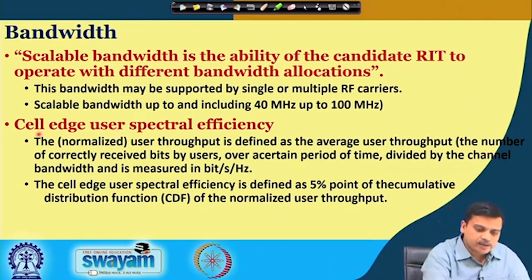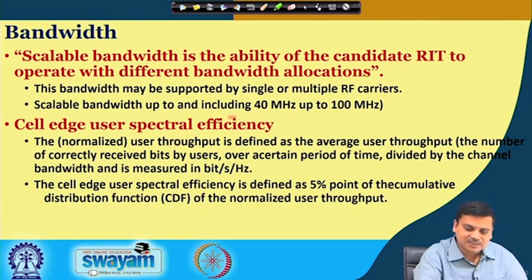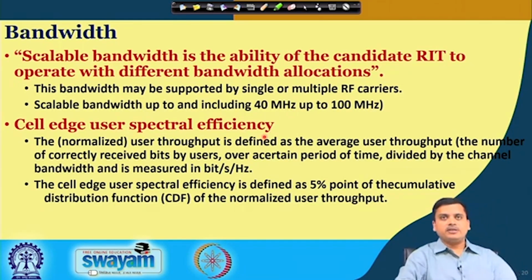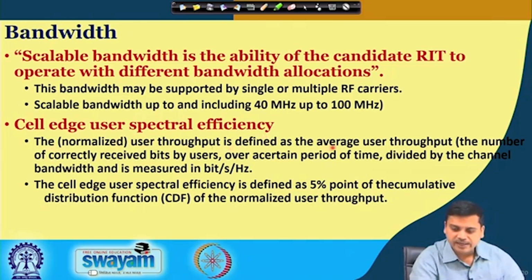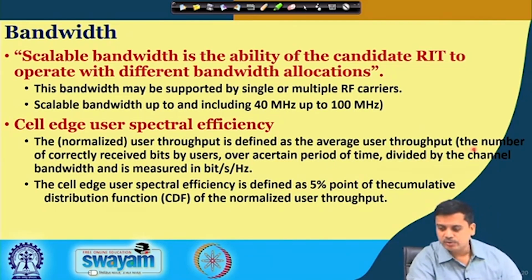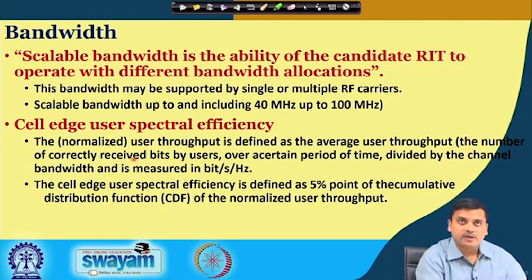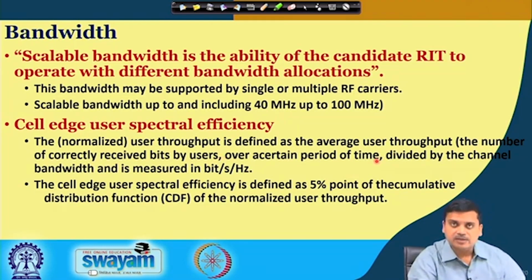Another important term is the cell edge user spectral efficiency. This is a very important metric. Although the peak spectral efficiency is very attractive, as we see through the description, the normalized user throughput is defined as the average user throughput, the number of correctly received bits by a user over a certain period of time, as discussed earlier, divided by the channel bandwidth, and is measured in bits per second per hertz.